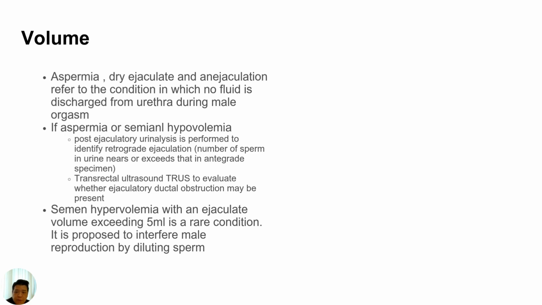In the condition of aspermia, dry ejaculate, anejaculation refers to the condition in which no fluid is discharged from the urethra during the male orgasm. If aspermia or seminal hypovolemia, we have to do post-ejaculatory urine analysis to identify any retrograde ejaculation. That means the number of sperm in urine nears or exceeds that in the antegrade specimen. We have to do transrectal ultrasound to evaluate whether there is ejaculatory duct obstruction. Semen hypervolemia with an ejaculate volume more than 5 ml is very rare, but it is proposed to interfere with male fertility by diluting the sperm.